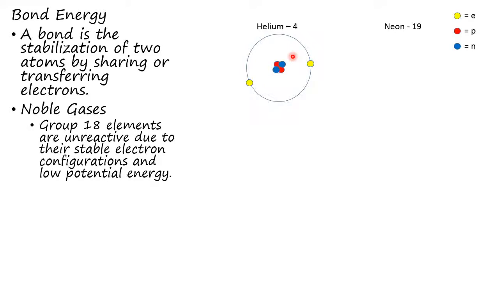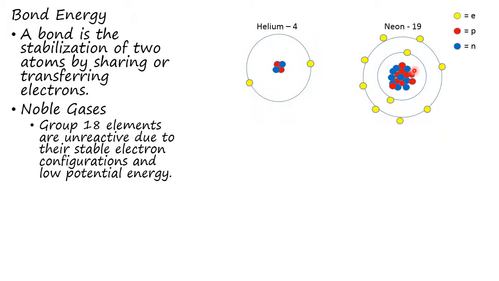If we look at another noble gas like neon-19, neon has 10 protons. Since it's neon-19, it has 9 neutrons and 10 electrons. Again, the first energy level is completely filled when 2 electrons are contained within it, and the second energy level is filled when it contains 8 electrons. So again, the outer electron energy level, or valence energy level, for both of these atoms is completely filled. You can't add any more electrons to it.